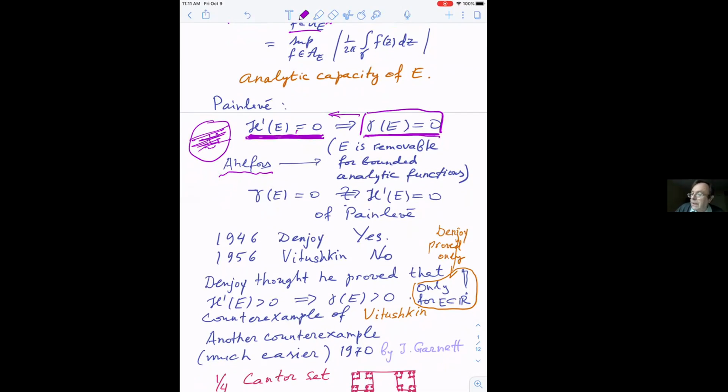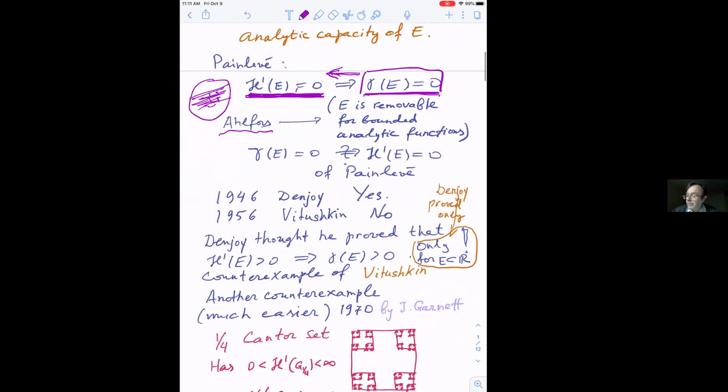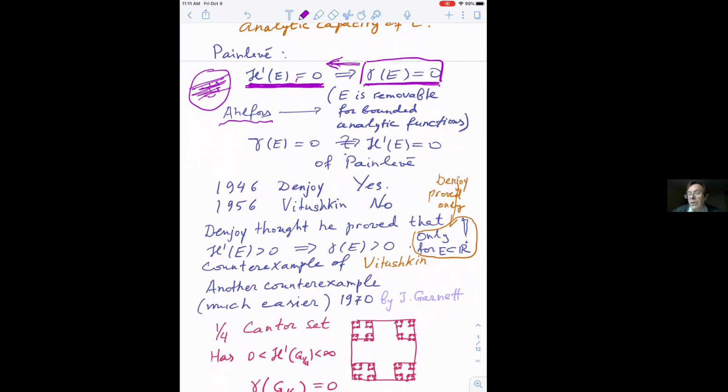So that would be a great answer. That if it's, then it will be if and only if, right? And it's a geometric thing because length is a geometric notion. So in 1946, Danjoy answered the question of Painlevé in the affirmative. He proved that yes, removable means that the length is 0. In 1956, Vitushkin proved that no, he constructed a counterexample.